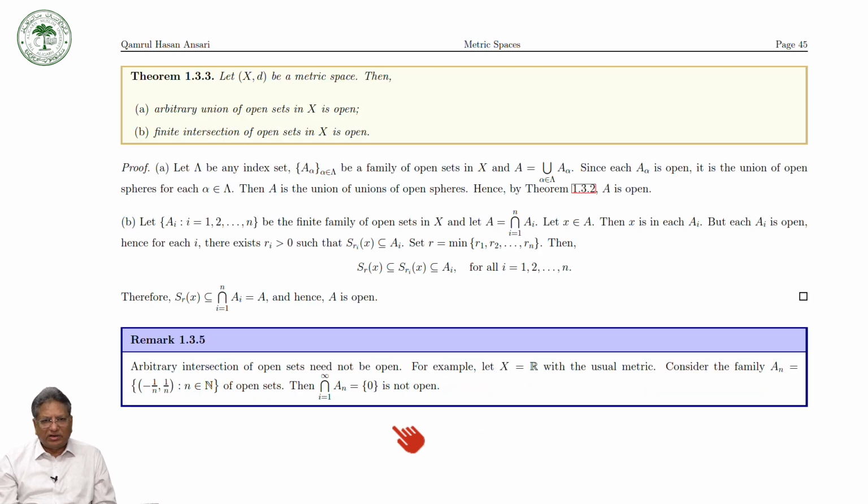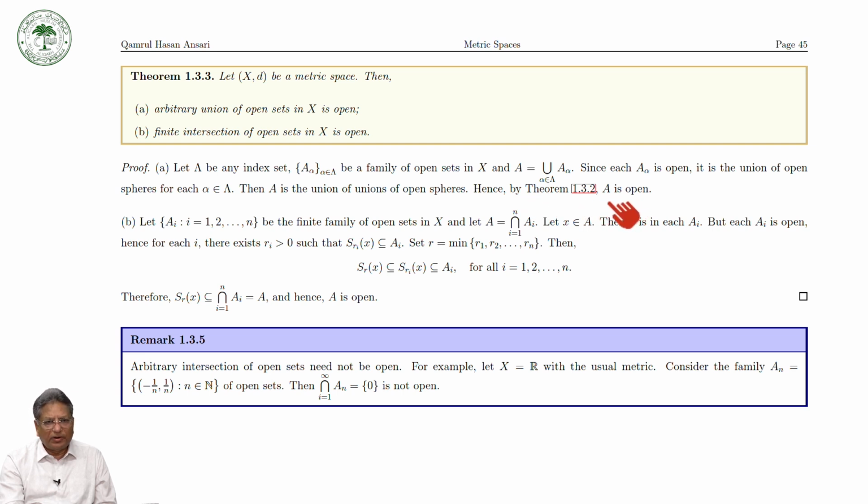Now we can very easily prove that an arbitrary union of open sets is open, and a finite intersection of open sets is open. So let us prove first the arbitrary union of open sets. Let lambda be an index set and A alpha be a family of open sets, and A is the union of A alpha. Since each A alpha is open, it is the union of open spheres as we have proved. Then A is the union of open spheres, and hence by the previous theorem A is open.